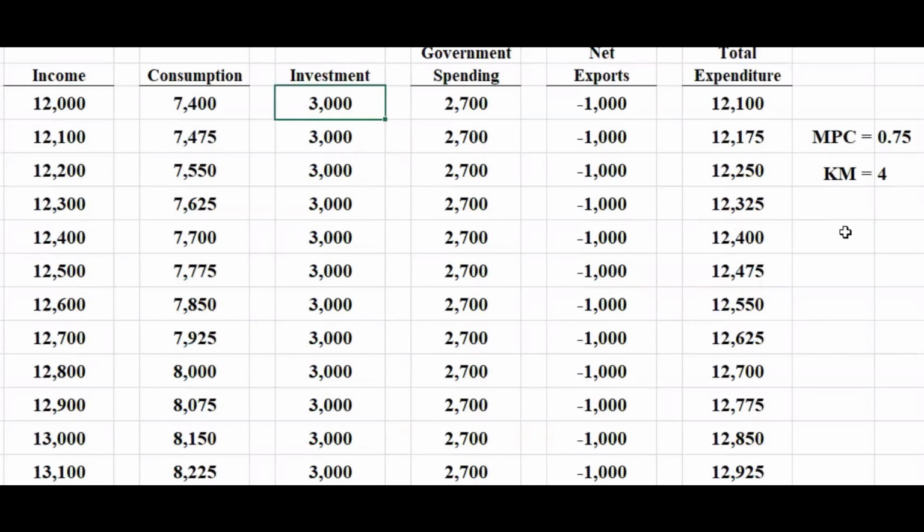Okay? All right, so that's it for this. You now know how to increase and decrease equilibrium. We're now going to move on to the final topic.